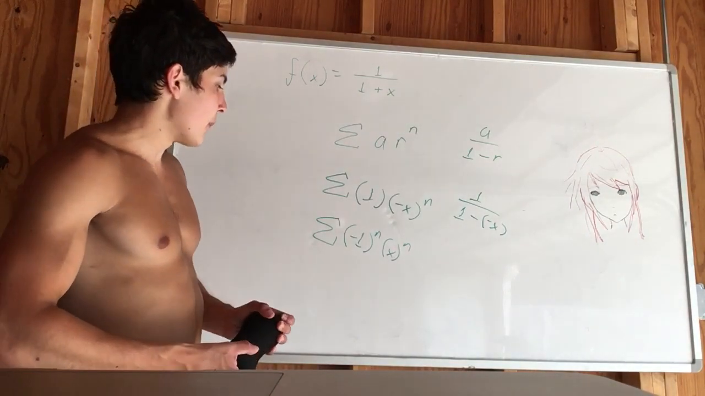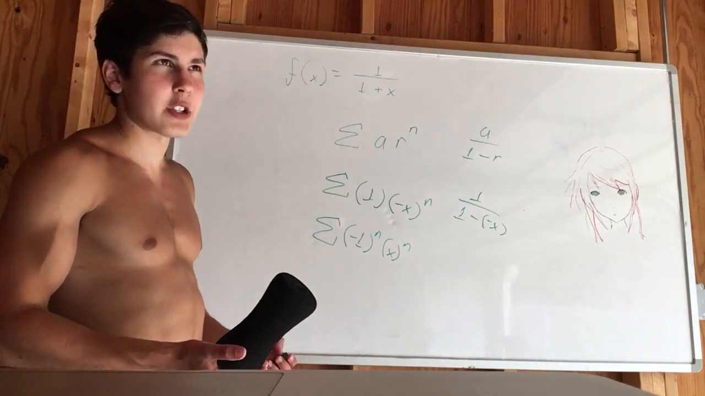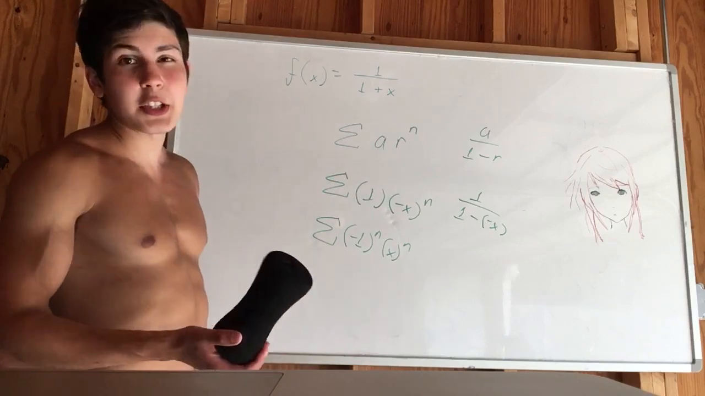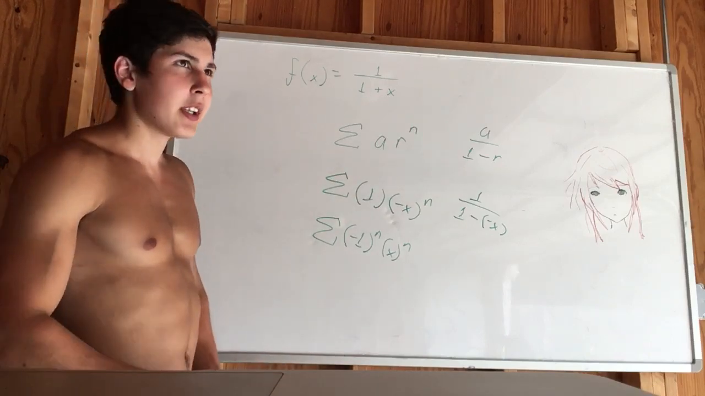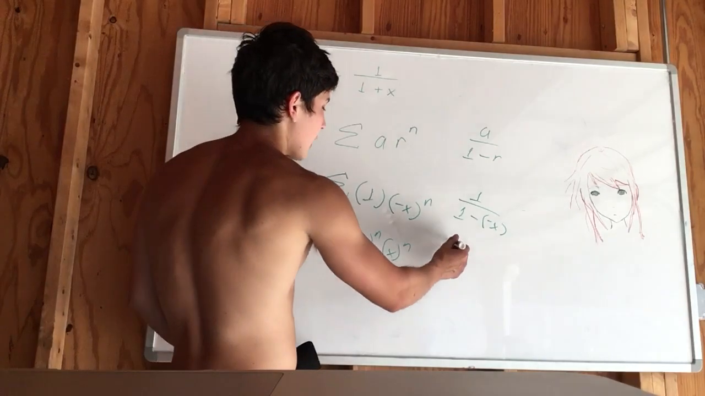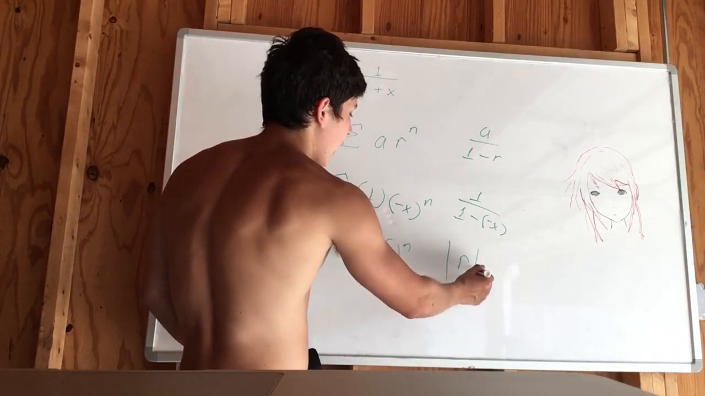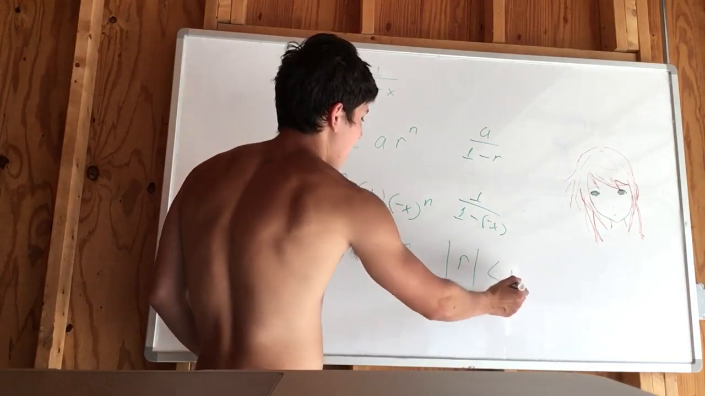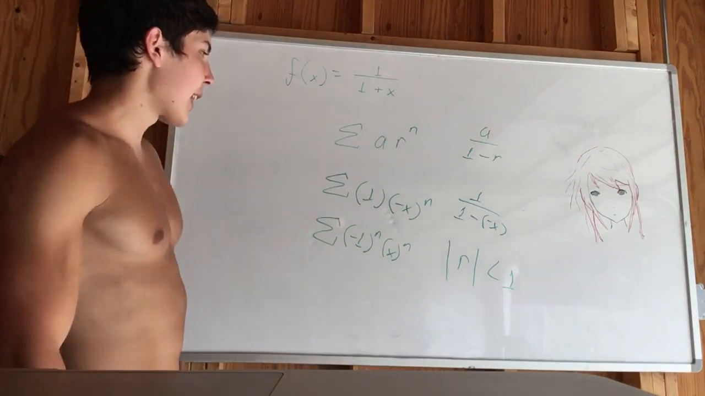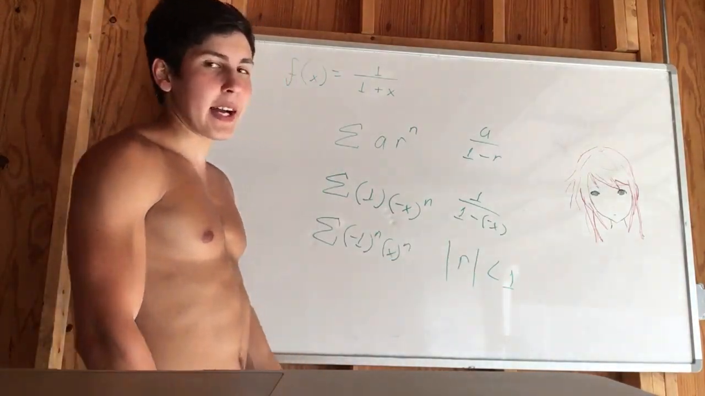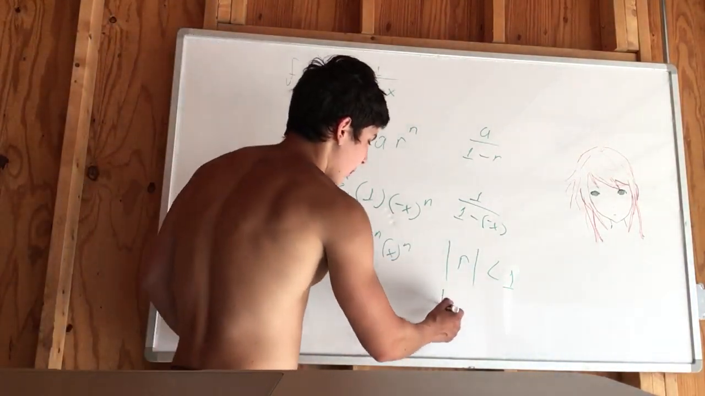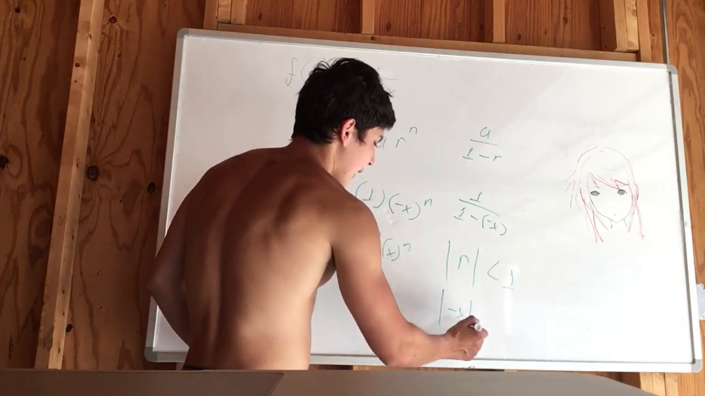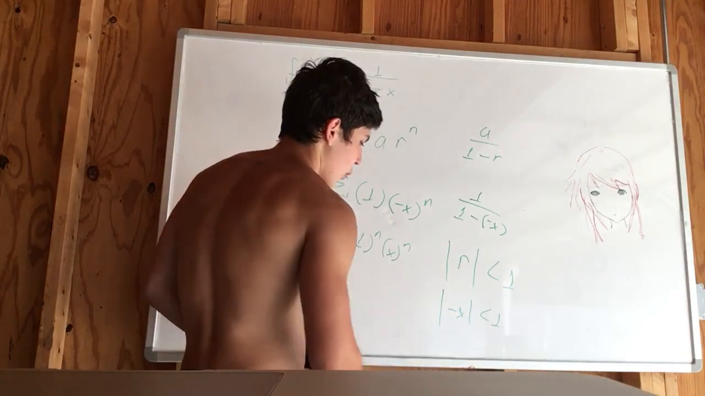Okay, so now we need to find our interval of convergence. So we have to remember, where does a geometric series converge? The geometric series converges when the absolute value of r is less than 1. So in our case, r we found out was negative x. So that means that we plug negative x into that r and find where that is less than 1.